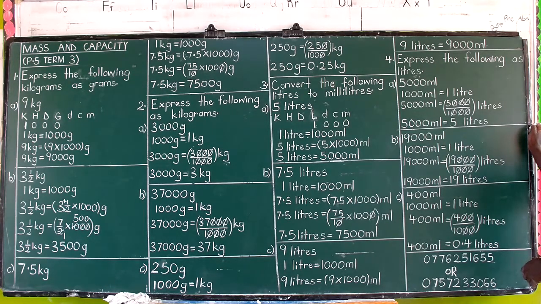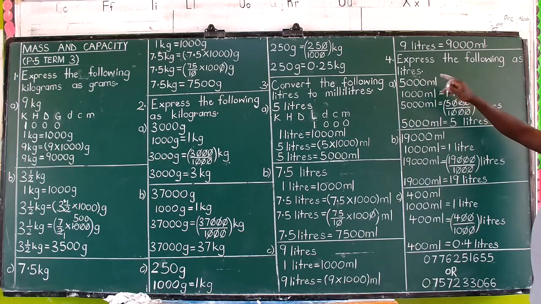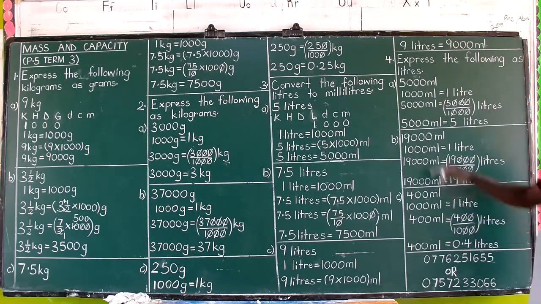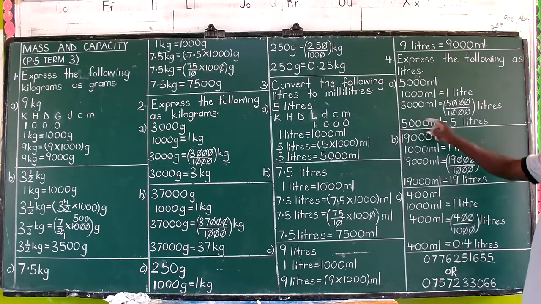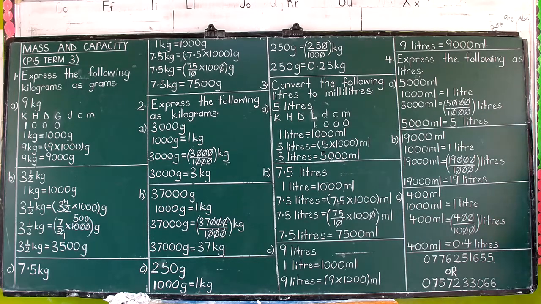Then example number 4, which is the last example, is expressing from milliliters to liters. Express the following as liters. So we've got 5,000 milliliters. So you say 1,000 milliliters are equal to 1 liter. What about 5,000 milliliters? That's 5,000 divided by 1,000 liters. Please cancel by 10 by 10, by 10 by 10, we remain 5 divided by 1, which is 5. So 5,000 milliliters are equivalent to 5 liters, and that's the way we convert.